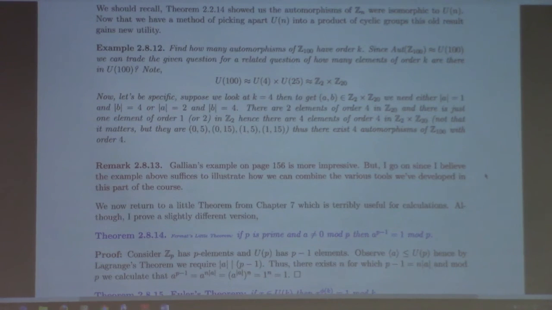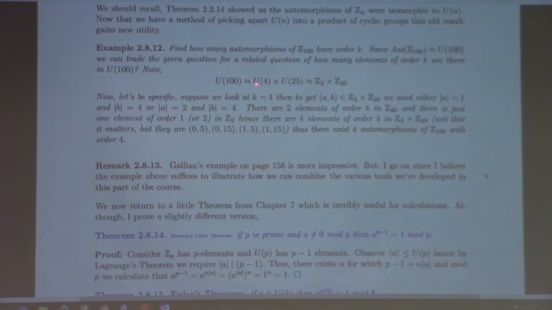That's a terrifying question without the theory we have here. The thing is, the automorphisms of Z100 are isomorphic to the group of units of 100. We proved that a number of lectures ago. You may have forgotten, but it's true. So U100, we own that now. That's an easy thing to figure out.